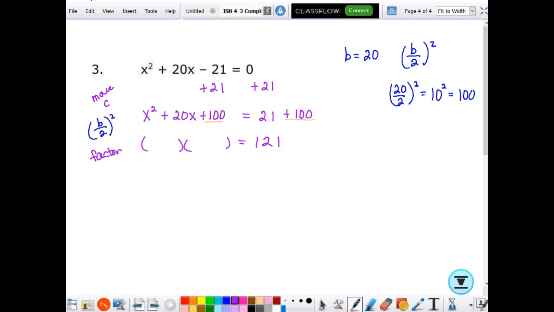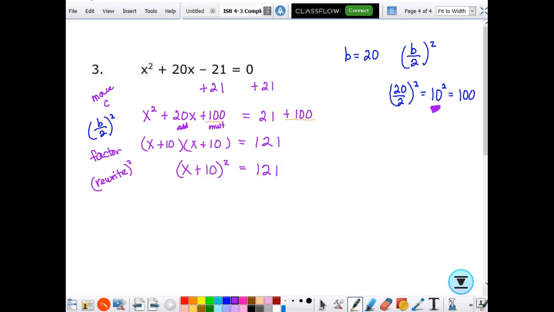Okay, now we're going to factor. What multiplies to 100 that adds to 20? I meant to change colors and I didn't. This is kind of a clue what goes here. It's 10 and 10. Now we don't want to see double, so rewrite it with a squared. It's (x plus 10) squared equals 121.